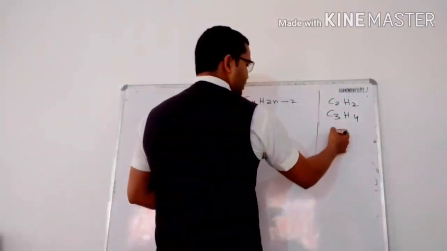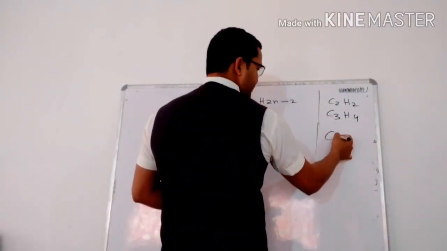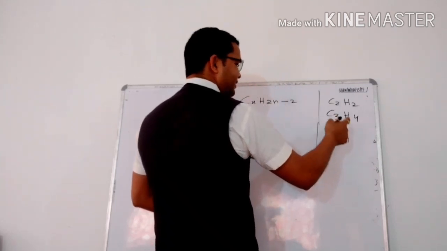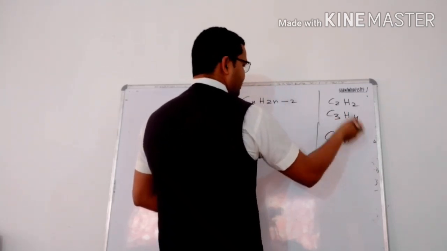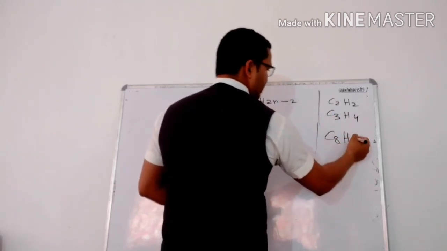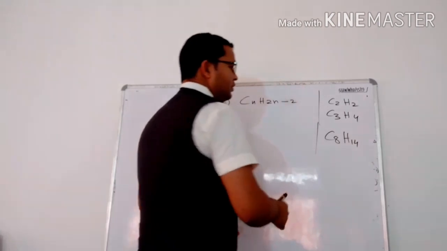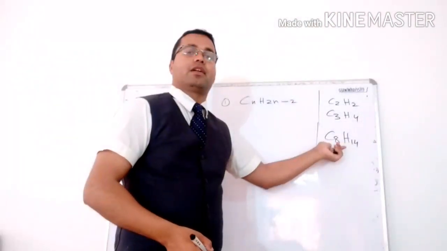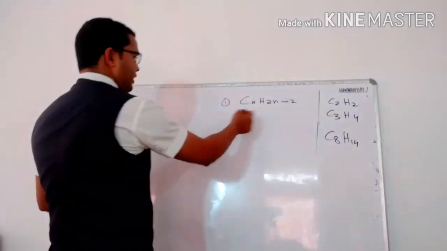Another example, in higher members, if carbon is 8, then the hydrogen would be 2 into 8 is 16, 16 minus 2, the hydrogen would be 14. So this would be octyne. So this is the first point regarding alkyne.